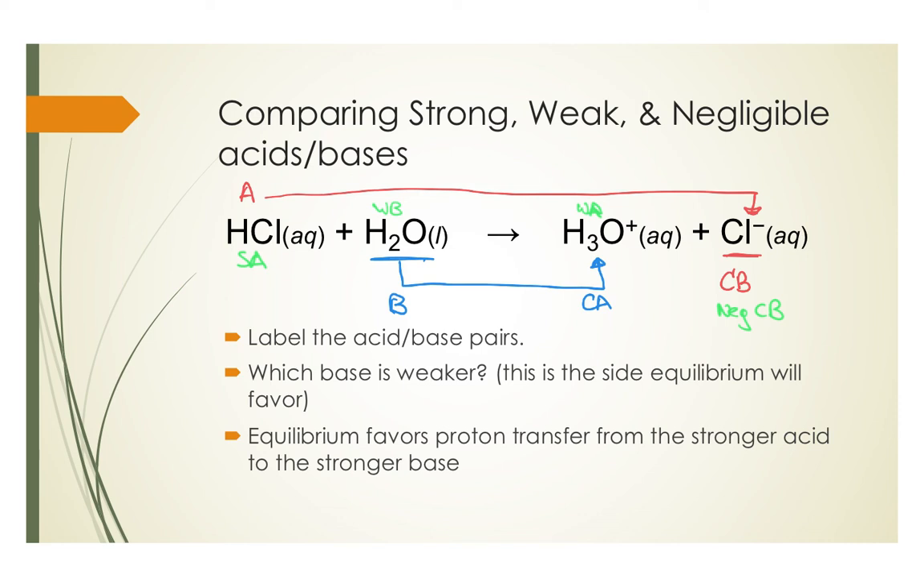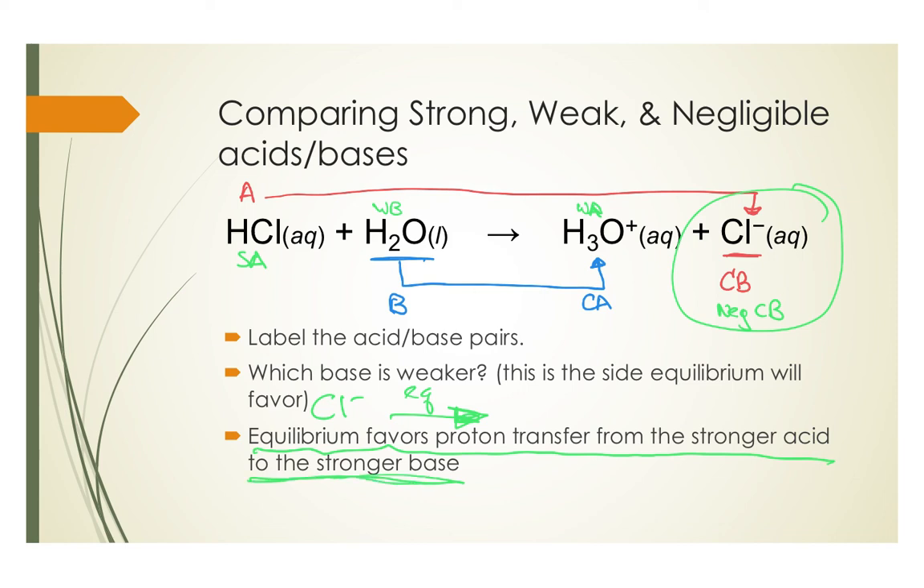All right, so which base is the weaker base? There's our weaker base, right? And this says this is the side that equilibrium will favor. Well, that makes sense because we know that this is a complete dissociation, so we know that equilibrium is way far over there to the right. Okay, so in general, equilibrium is going to favor proton transfer from the stronger acid to the stronger base. And so that's going to be on one side. So in this particular case, we have the stronger acid. There's our base. So we do know that this is the stronger base of the two. This is the stronger acid of the two.